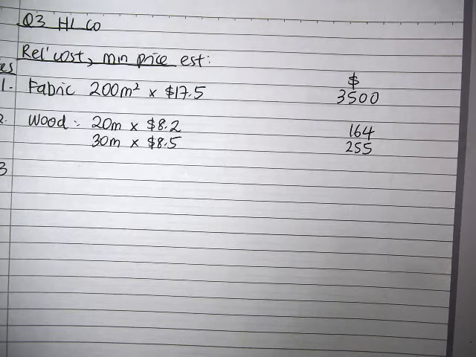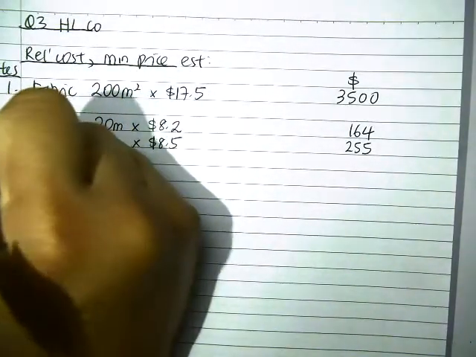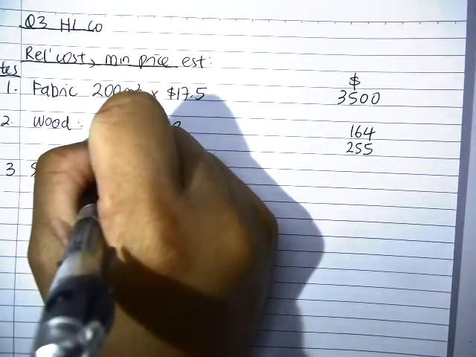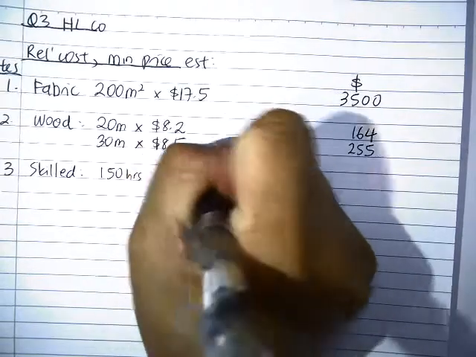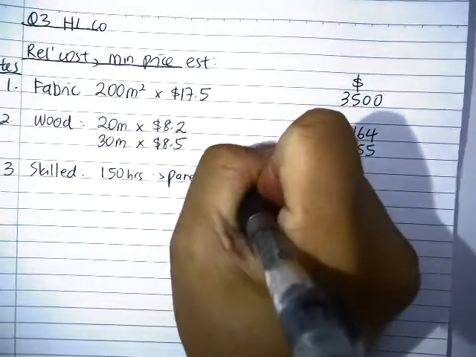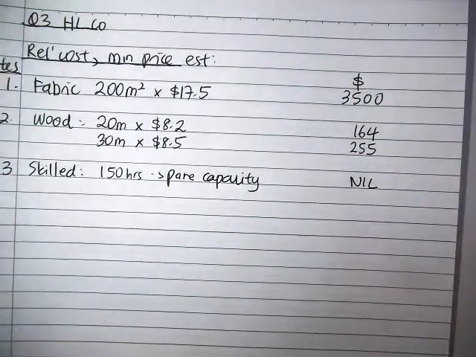Okay, so how many hours you need for this project? 200. That means the spare capacity got what cost to you? No cost. Committed already, correct? Now, this is what happened to your skill. 150 hours spare capacity, the cost is nil.